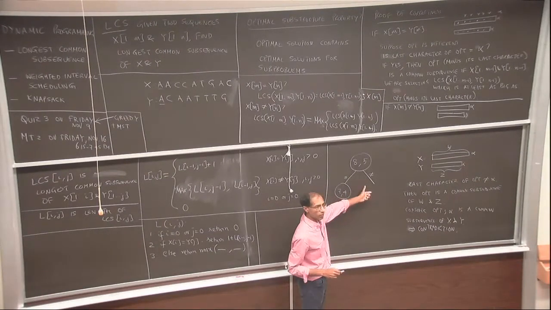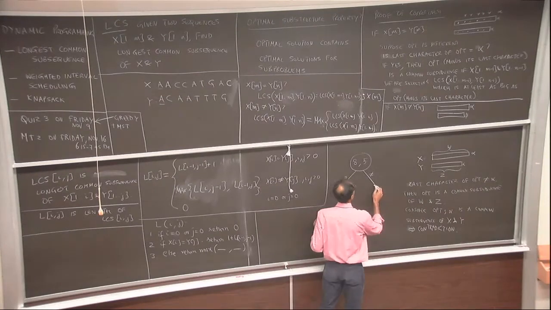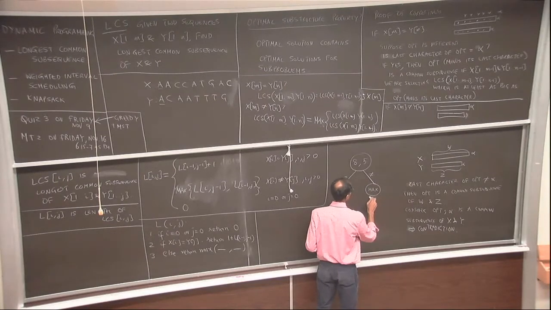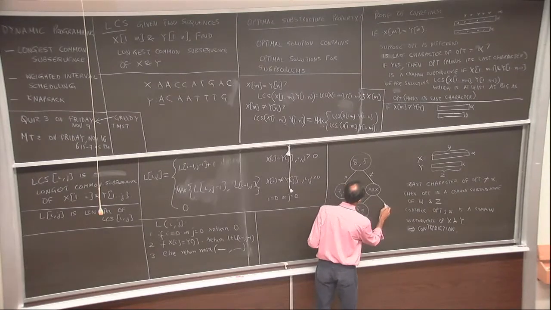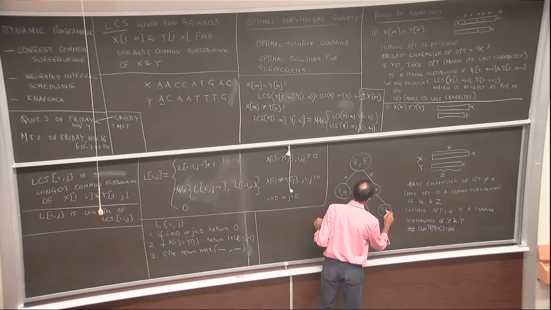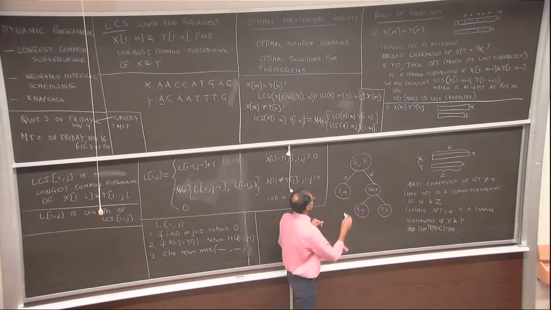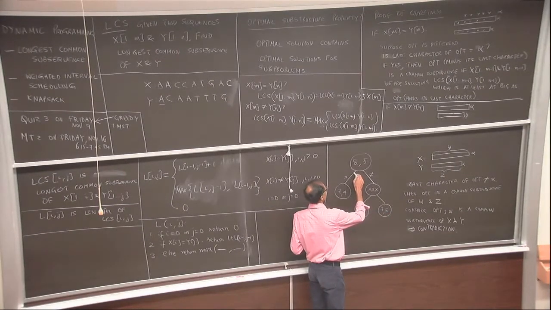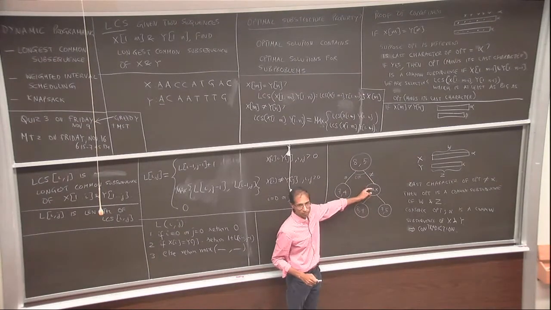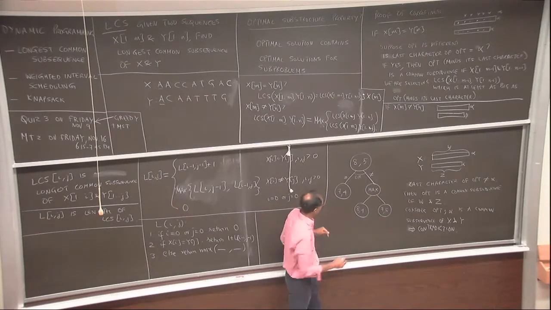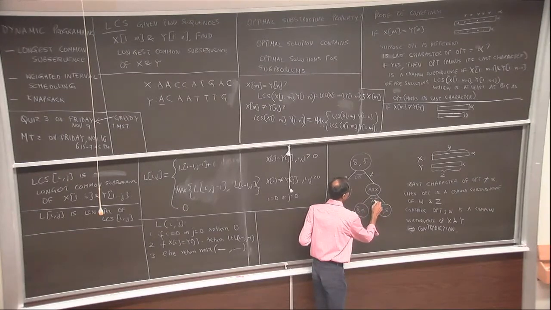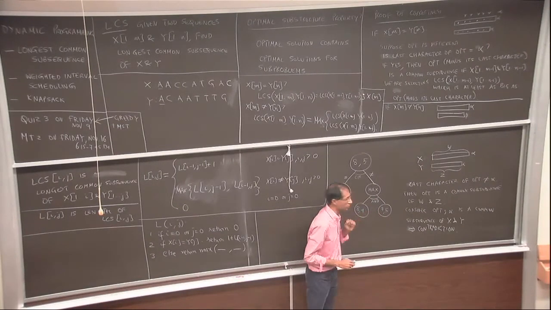If it's not equal, what is the problem reduced to? Well, now you have to take a max of two things, which is 8 and 4, and 7 and 5. In the equal case you have to do only one of them. You don't have to do both. But here you do have to do both. Okay? So this is an and. You have to do this and you have to do this.